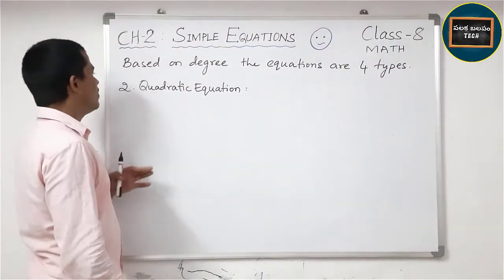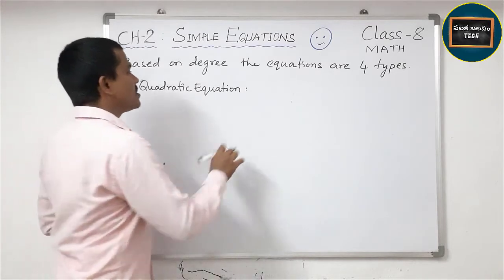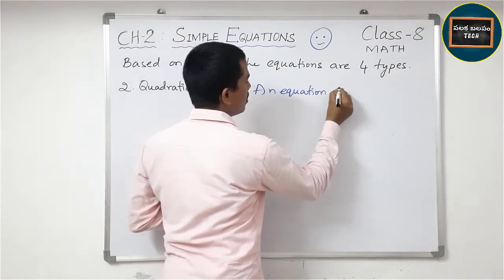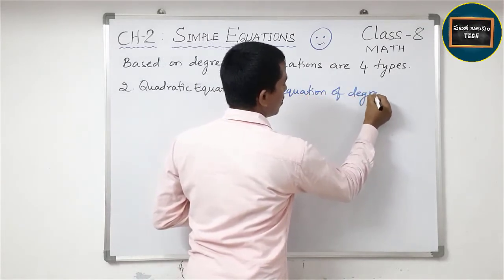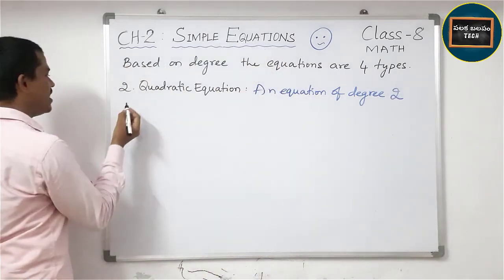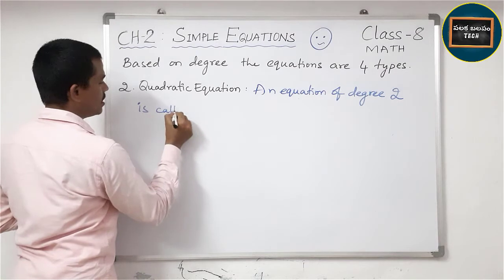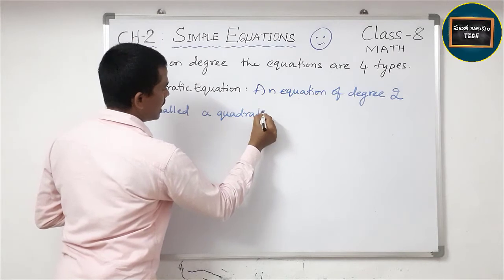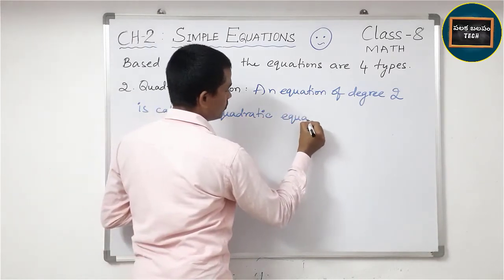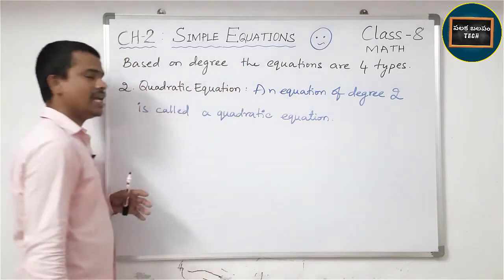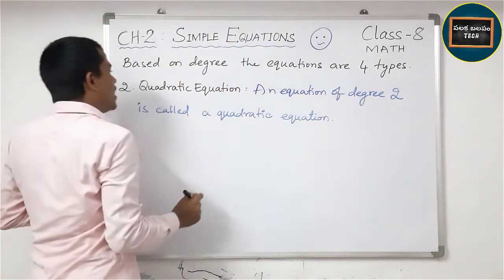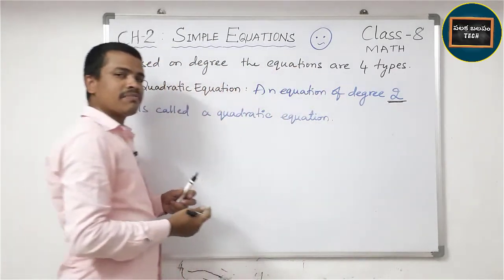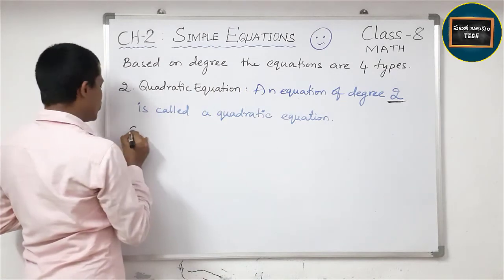Now let us see the second one, quadratic equation. An equation of degree 2 is called a quadratic equation. So to make an equation a quadratic equation, the degree of the equation must be 2. Now let us see an example for this one.